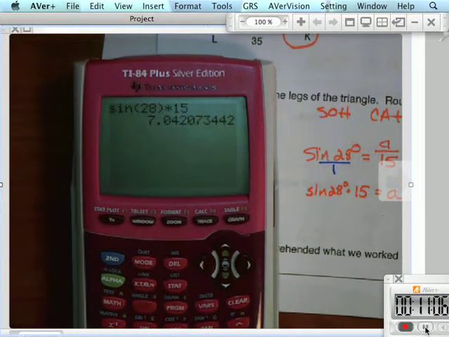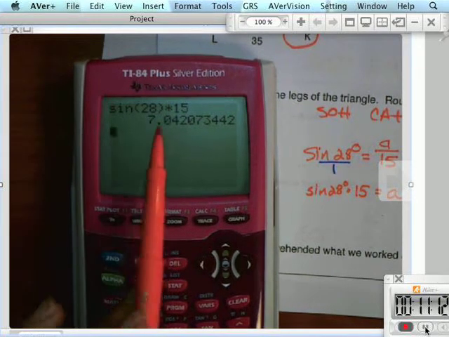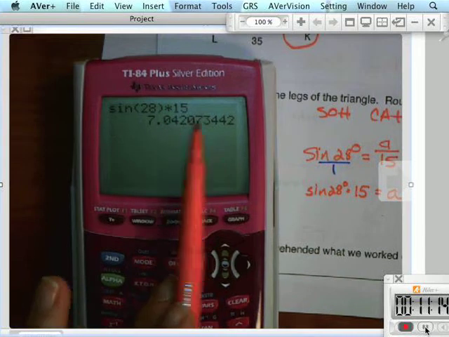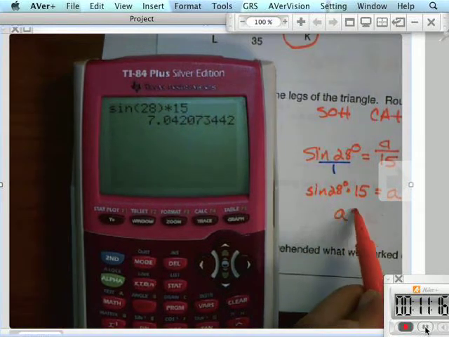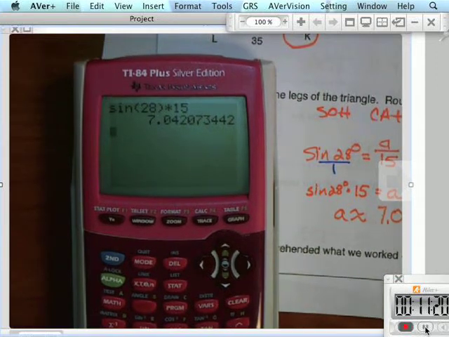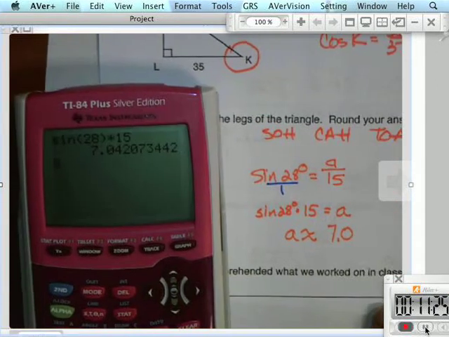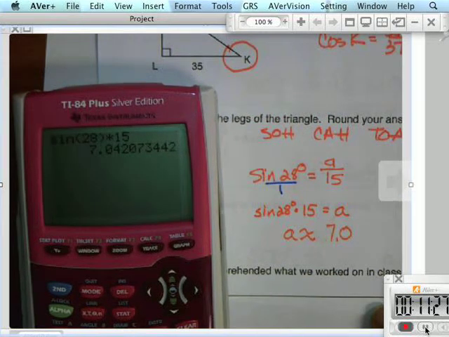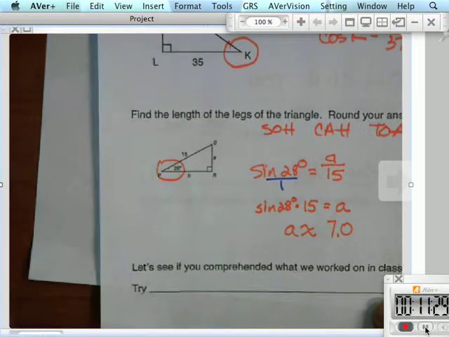Okay, don't write it down yet though. What does it say, round to what? The nearest tenth, which is right here. That's a 4, so we just drop that stuff off. And A is approximately 7.0 or just 7. It doesn't matter. Okay? So we found A. Now we've got to find B.